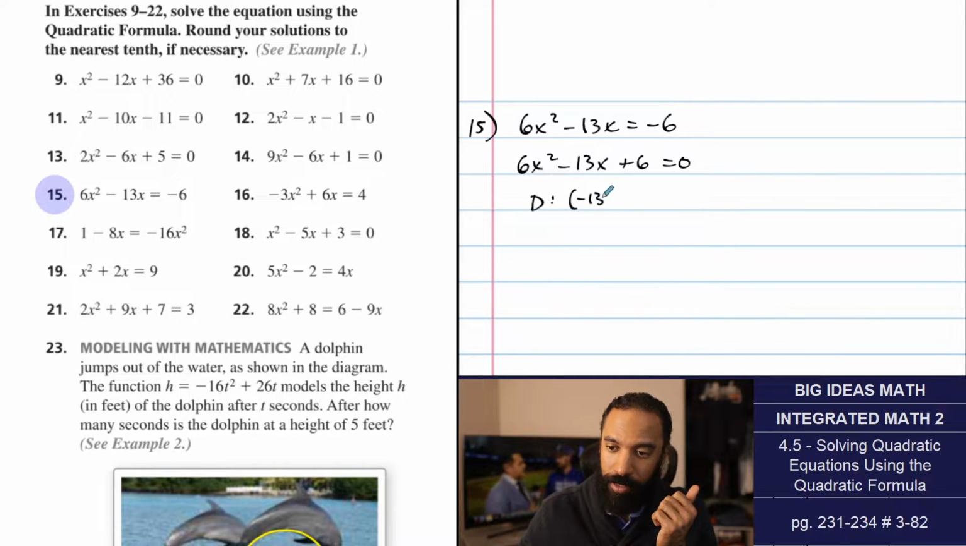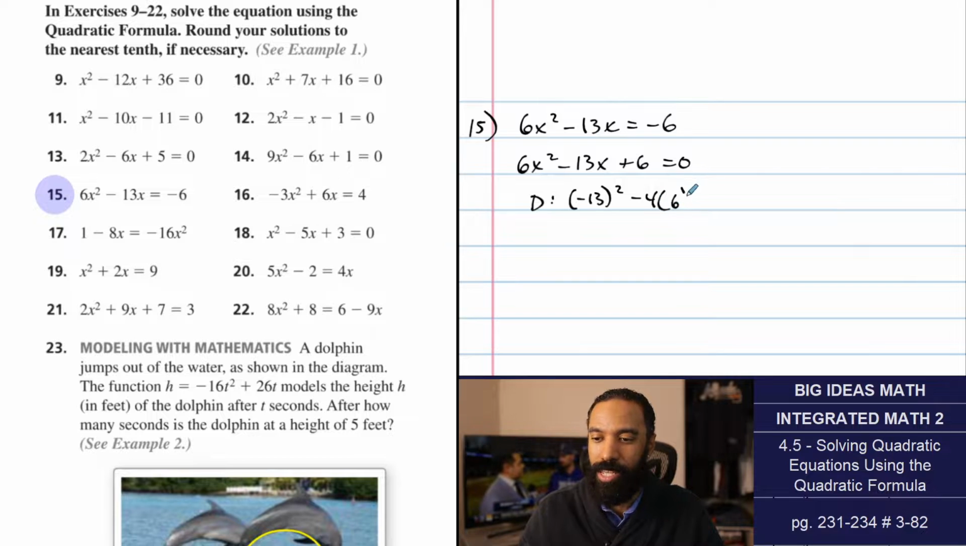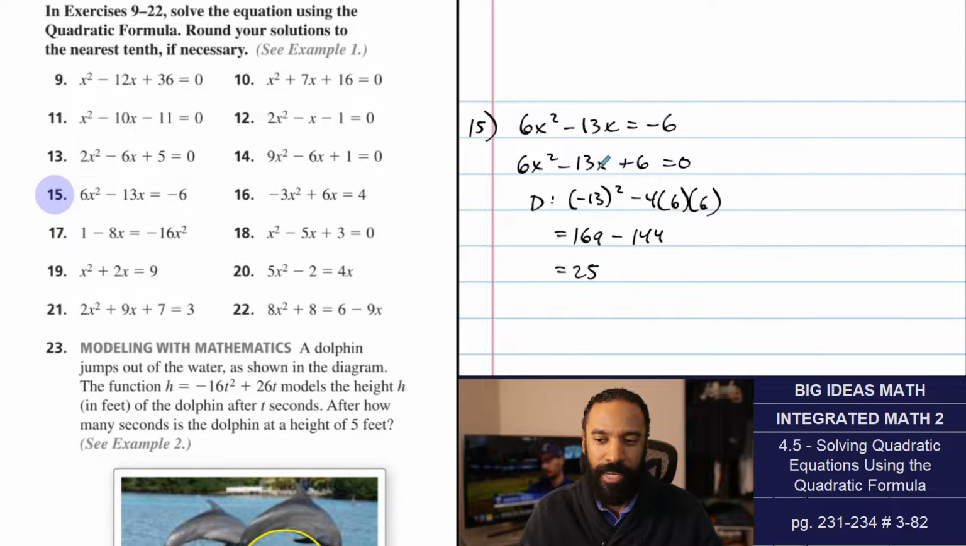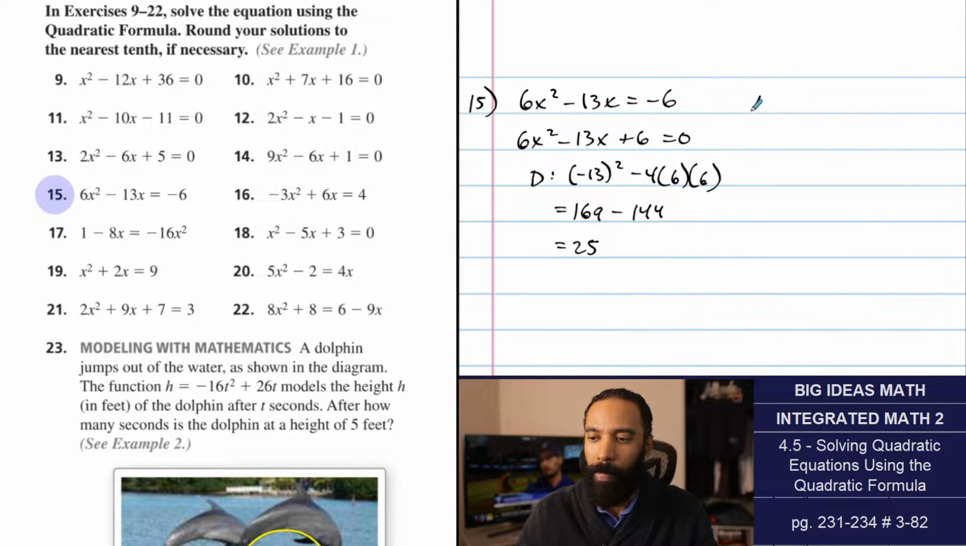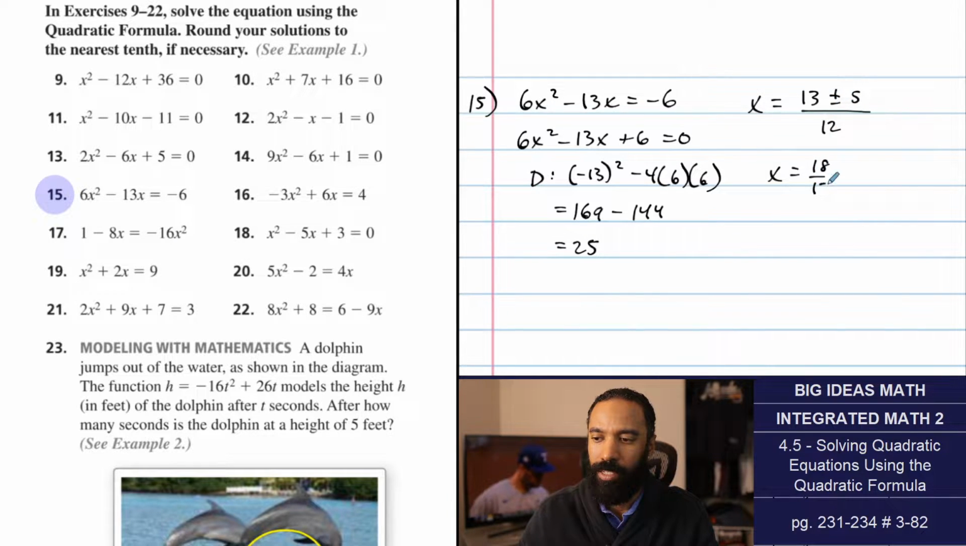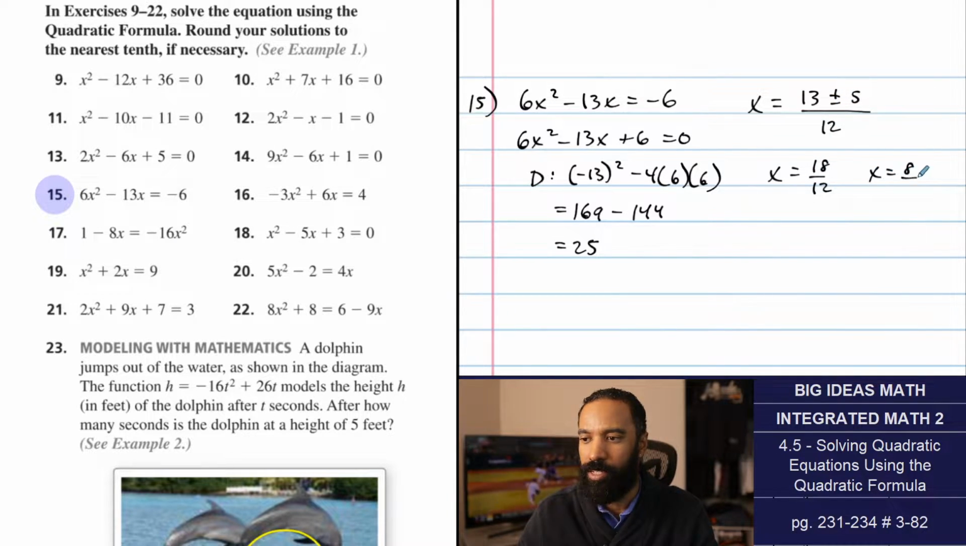Let's start with b squared minus 4ac, which is 169 minus 36 times 4, which is 144, which is 25. Okay, that means this was factorable. I didn't explore that, but that makes it factorable. So x equals negative b plus or minus the square root of b squared minus 4ac all over 2a. So 13 plus 5 is 18, and 13 minus 5 is 8. 18 over 12 is 3/2. 8 over 12 is 2/3.